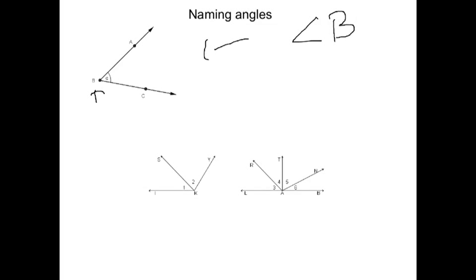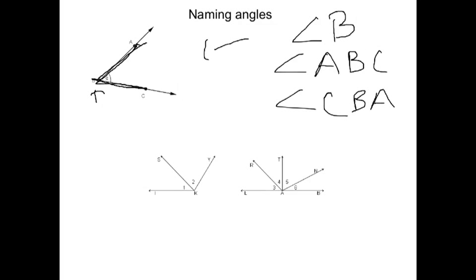But be careful, because in some cases, the angle or multiple angles are going to have the same vertex letter B. So to be more specific, I'm going to call it angle either ABC, because I'm going from this A to B to C, or I can go backwards and call it angle CBA. But in every single case, the vertex has to be the middle letter or the only letter.